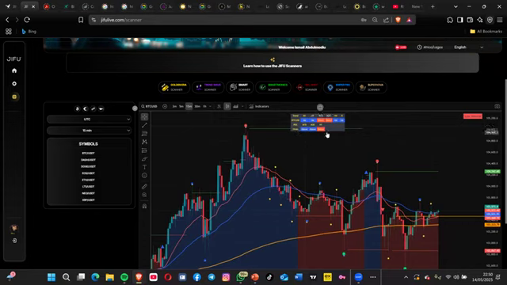The next thing you need is the POC. You want to know if the market is below the POC or above it. Right now on 15 minutes, it is above. The M30 says it's above. The H1 says below. So you must wait.